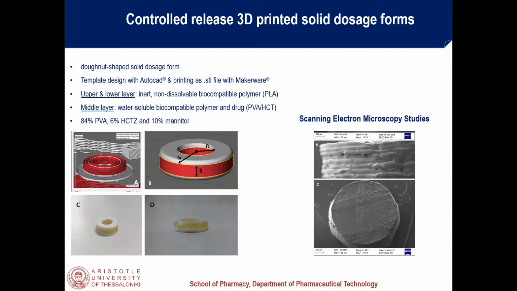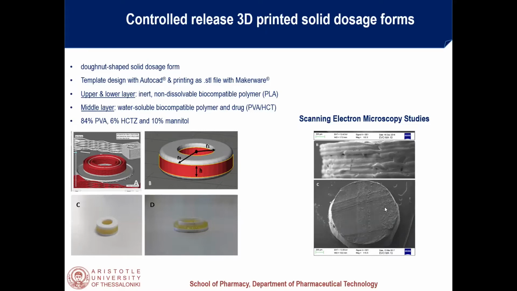Actually, it was comprised of 3 parts: an upper and a lower layer. The upper part and the lower part were made from polylactic acid, which is a biocompatible polymer, and it is non-dissolvable. And the middle layer, in the composition shown in the slide, was polyvinyl alcohol, hydrochlorothiazide as a model drug, and mannitol as a plasticizer. Also, we can add an inner binding ring of PLA, just to be sure that we don't have separation of the PVA compartment.